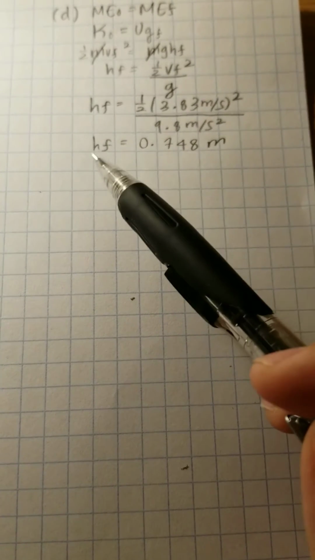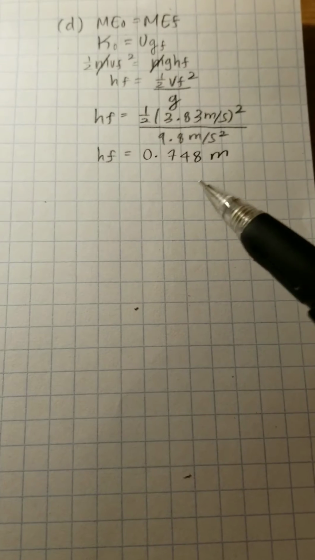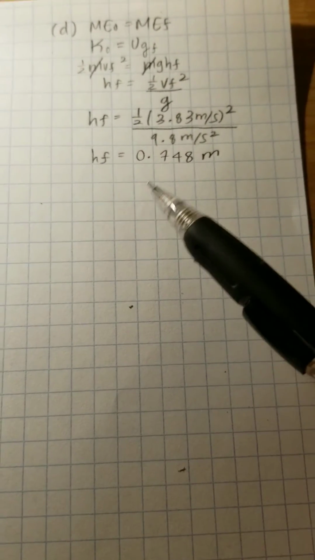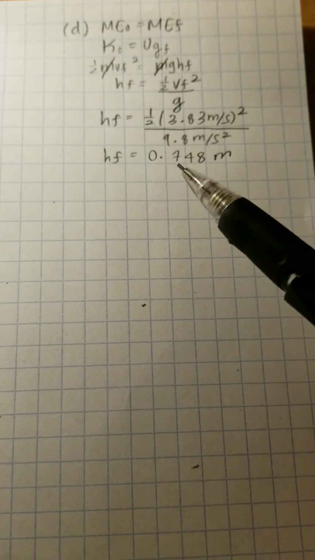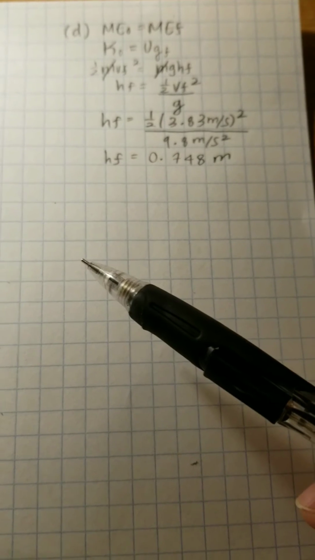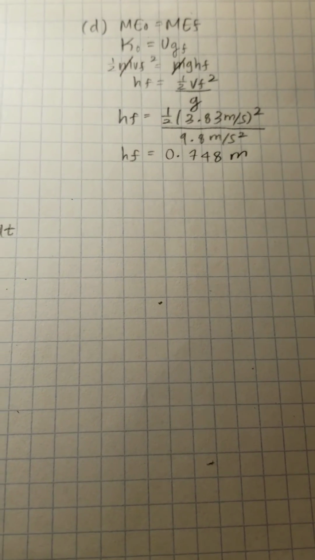So you eventually get HF equals 0.748 meters, which makes sense, because since she left the platform with a greater speed, that greater speed equals a greater kinetic energy, and all of this will transfer into greater gravitational potential energy, so it should lead to a greater height. And that is how you solve the problem.